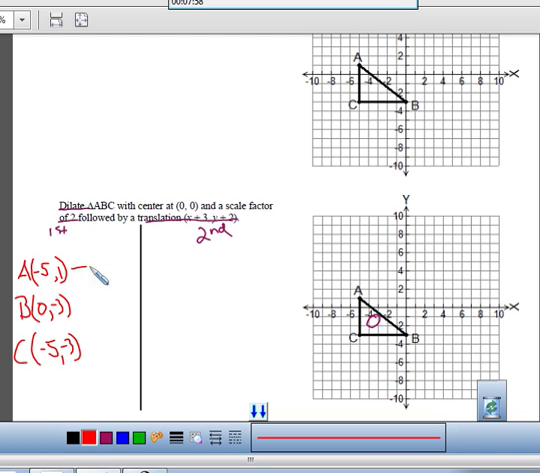Alright, so this time we're dilating first. So A prime is going to be this point doubled. So negative 5 doubled is negative 10. 1 doubled is 2. So negative 10, 2 is here. And that is my A prime. B prime is going to be at 0, negative 6. So 0 down 6, there's B prime.